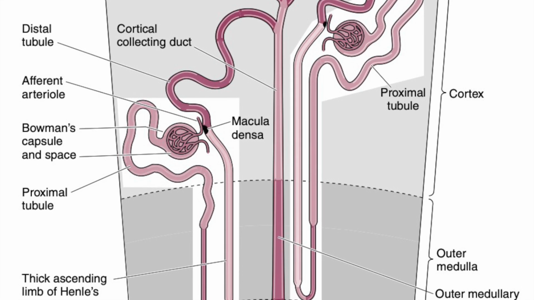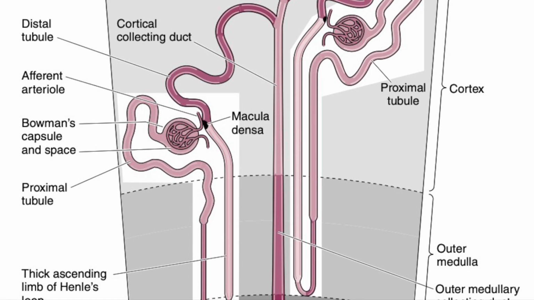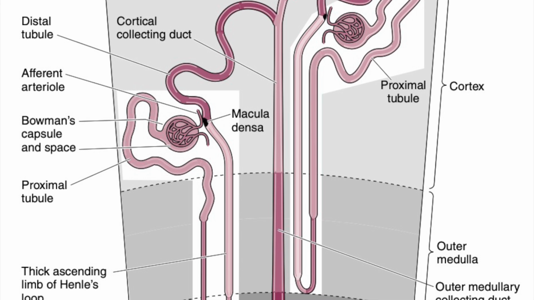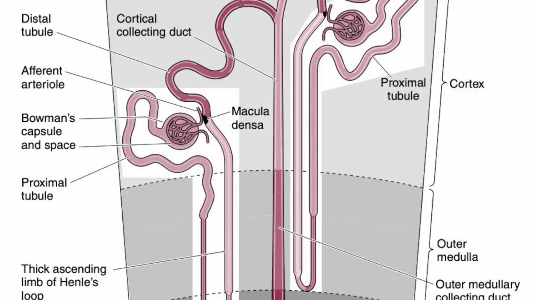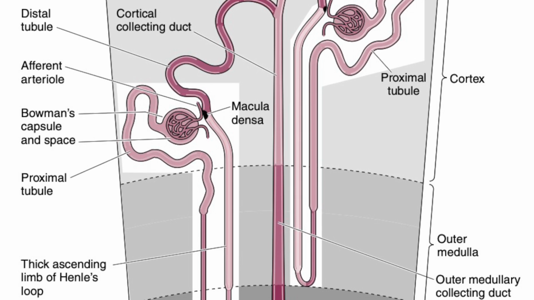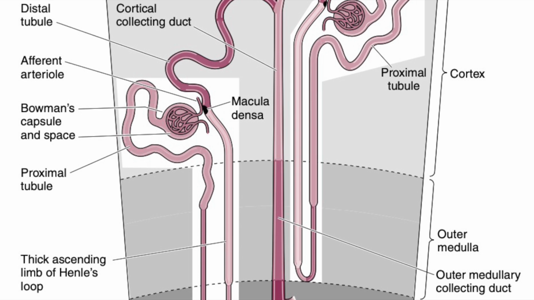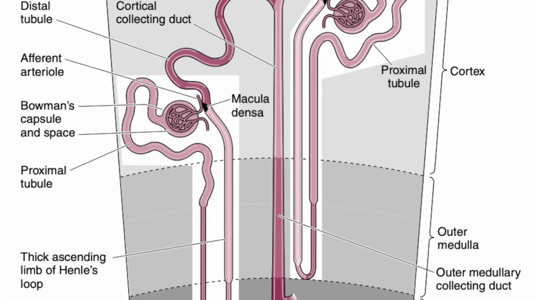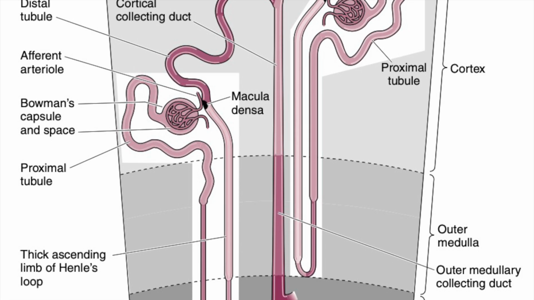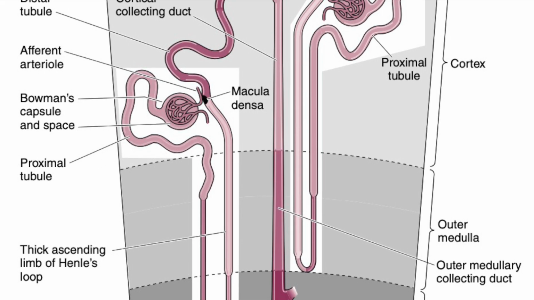So, nephrons may be subdivided into superficial and juxtamedullary types. The glomerulus of each superficial nephron is located in the outer region of the cortex. Its loop of Henle is short, and its efferent arteriole branches into peritubular capillaries that surround the nephron segments of its own and adjacent nephrons.